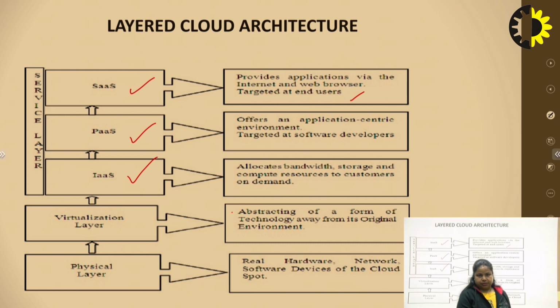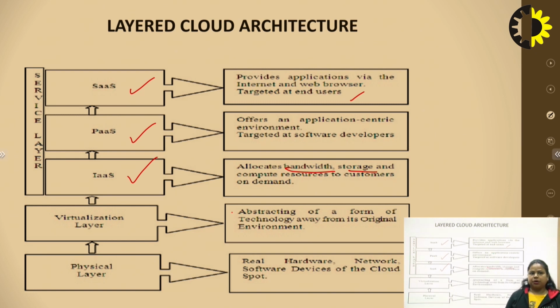so that we can work on the central applications, where we are targeting the software developers. Then IaaS means basically whenever the storage or resource requirements are there from the customers, we provide according to their demands, in which we provide their infrastructure in terms of bandwidth, storage or other resources.